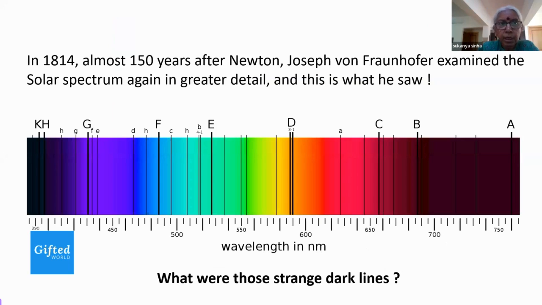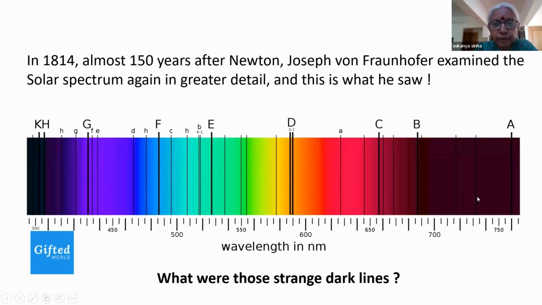Now in 1814, almost 150 years after Newton, there was a German physicist called Joseph von Fraunhofer. He looked at the sunlight again with a more sophisticated instrument. It was of the nature of a prism, but 150 years had gone by and the instruments had become more sophisticated. He looked at the solar spectrum again in greater detail, and this is what he saw: different shades of violet, much more detailed than what Newton saw.